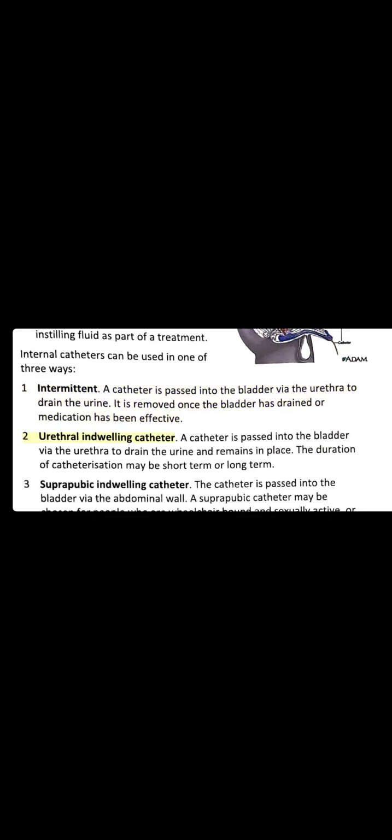2. Urethral indwelling catheter. A catheter is passed into the bladder via the urethra to drain the urine and remains in place. The duration of catheterization may be short-term or long-term. 3. Suprapubic indwelling catheter. The catheter is passed into the bladder via the abdominal wall. A suprapubic catheter may be chosen for people who are wheelchair-bound and sexually active, or unable to tolerate urethral catheters.